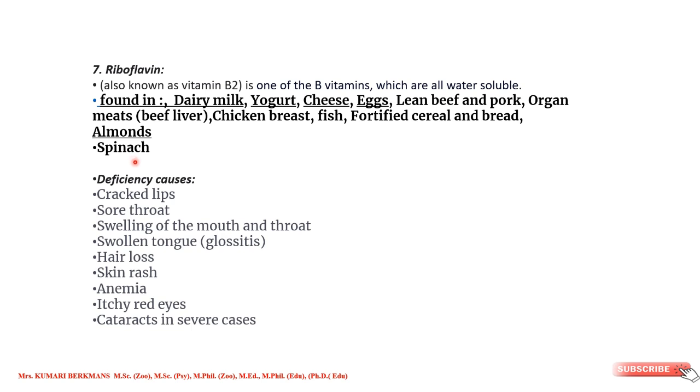Spinach. Now, what are the deficiencies of riboflavin? Cracked lips, sore throat, swelling of the mouth and throat, swollen tongue, which is called glossitis, hair loss, skin rash, anemia, itchy red eyes, cataracts in severe cases. If there is continuous loss of vitamin B2, it makes cataracts in your eyes. So vitamin B2 is very, very important, and it causes anemia also. So skin rash, hair loss, mainly hair loss.